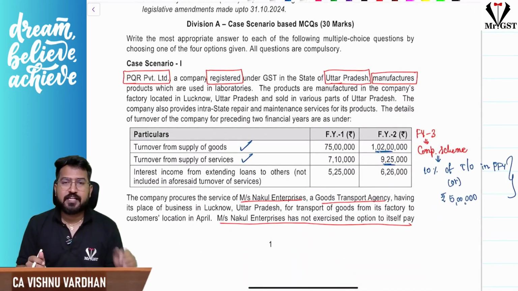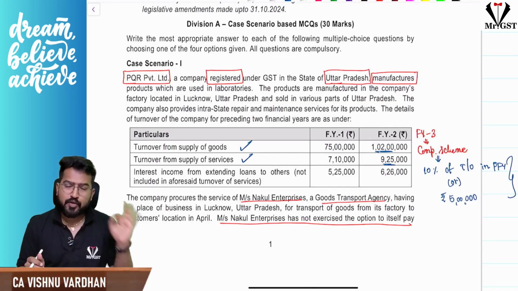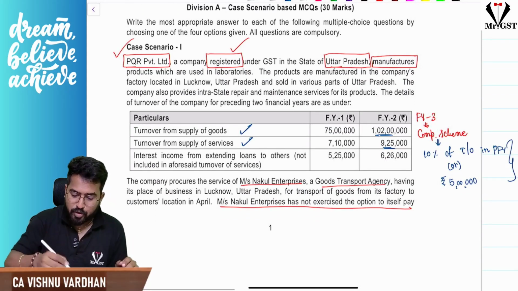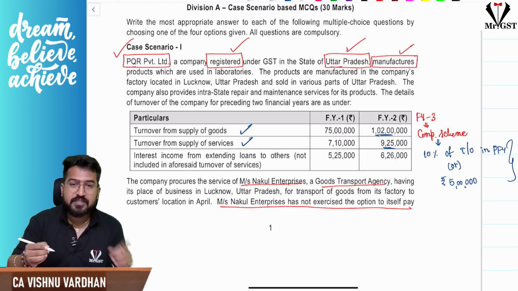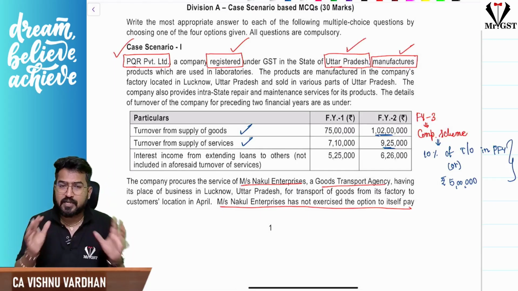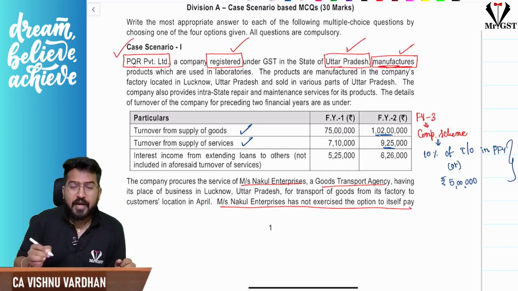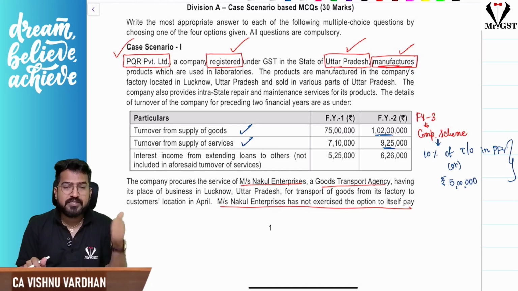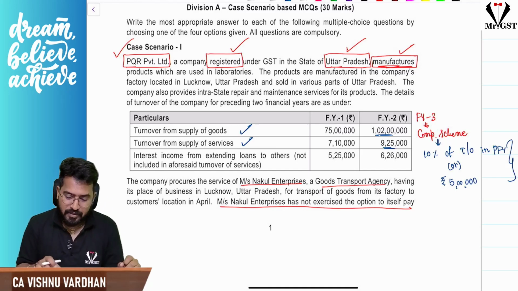See, in the first case scenario they are telling us PQR Private Limited, registered in Uttar Pradesh. Manufacturer is very important, because this question is related to the composition scheme. So when solving any question, please identify who the person is, from which state he is registered and what he will be doing. That is really a fundamental thing.